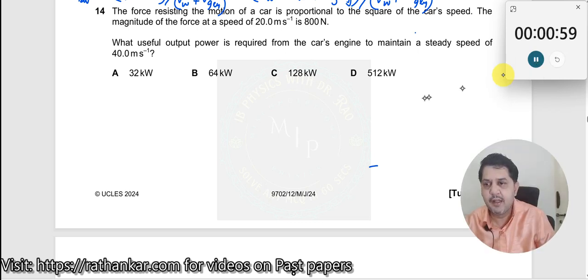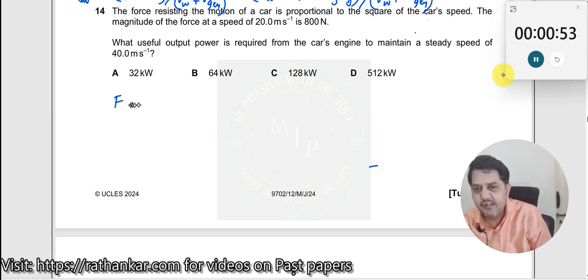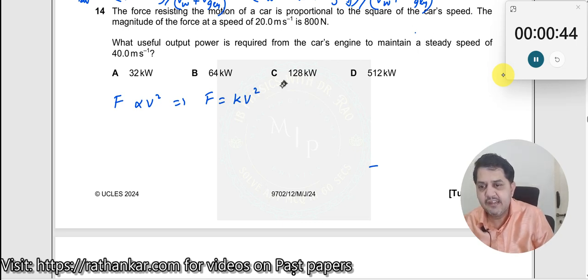Question number 14. The force resisting the motion of a car is proportional to the square of the car speed. It's already given. The resistive force is proportional to V square. Whenever there is a proportionality, I will write this as F equal to some constant K into V square, where K is a proportionality constant.